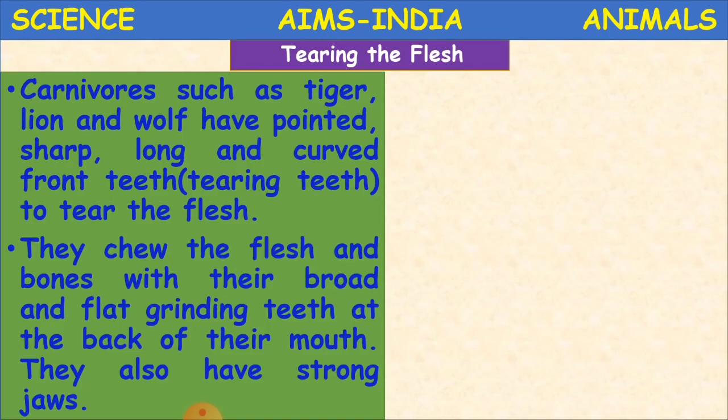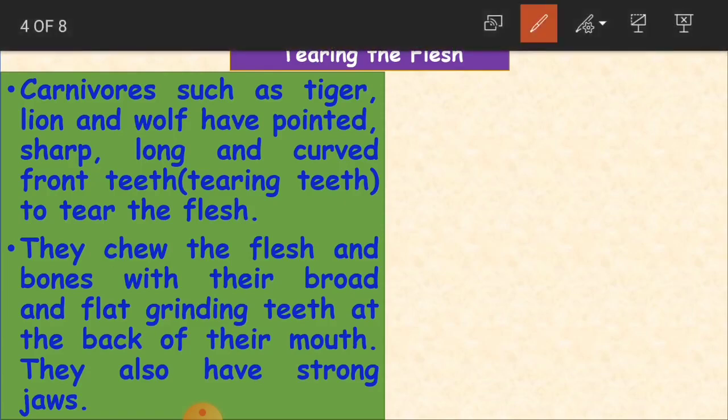Okay, clear, children? Now we'll go to the other part of the eating habit, that is tearing. And now here come the carnivores. What are carnivores, children? Those which eat only animal flesh. Okay, so these are non-vegetarian animals. Now carnivores such as tiger, lion and wolf have pointed, sharp, long and curved front teeth to tear the flesh.